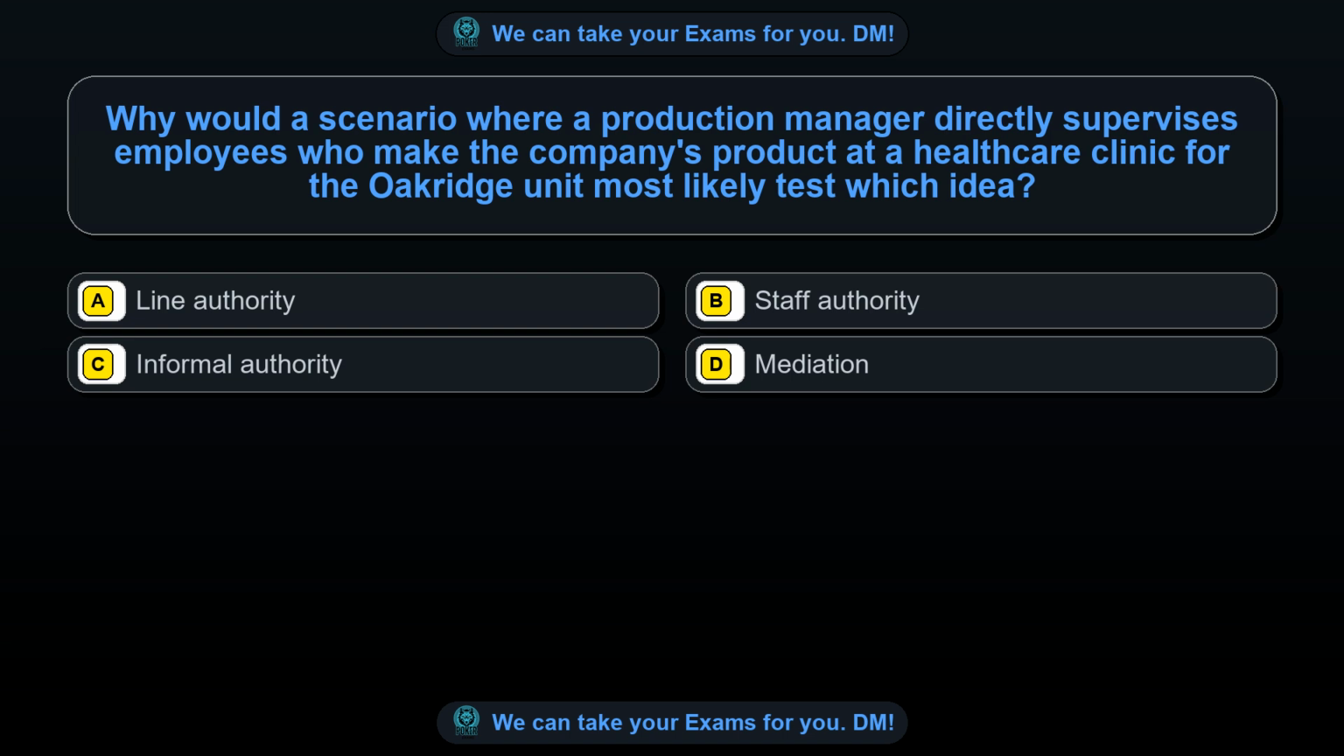a healthcare clinic for the Oak Ridge unit most likely test which idea? Option A, line authority. Option B, staff authority. Option C, informal authority. Option D, mediation. The correct answer is option A, line authority.